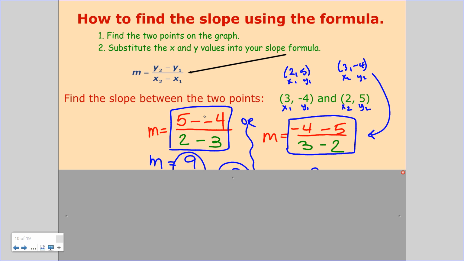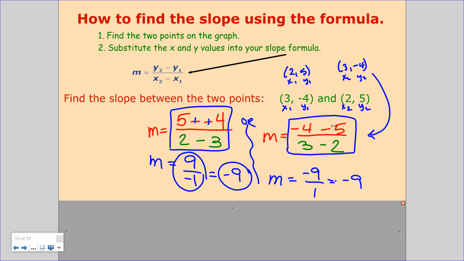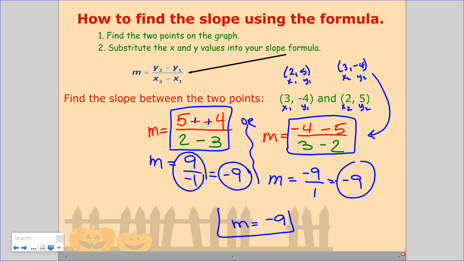So 5 minus negative 4, these really become addition to be a 9 over 2 minus 3 is negative 1, so a slope of negative 9. Here you can see negative 4 minus 5 is negative 9, 3 minus 2 is positive 1. Again, a slope of negative 9. So the slope is negative 9.